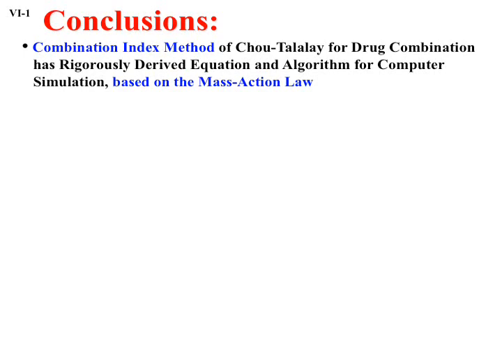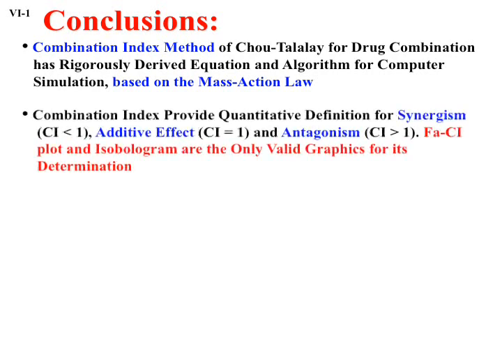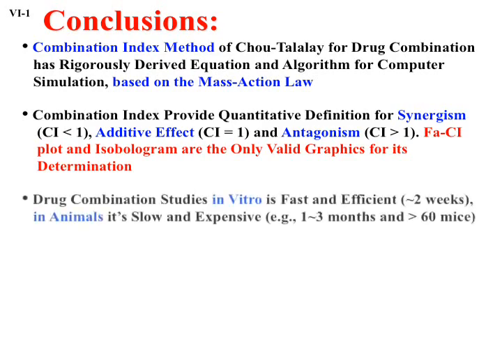The Chou-Talalay drug combination index is rigorously derived and widely used, and is based on the mass action law. We have a quantitative definition for synergy. CI smaller than 1 is synergy. Equal to 1 is additive. Greater than 1 is antagonistic. And the CI plot and the isobologram are the only valid graphics for its determination. Drug combination study in vitro is fast and efficient. In animal, it is slow and expensive.